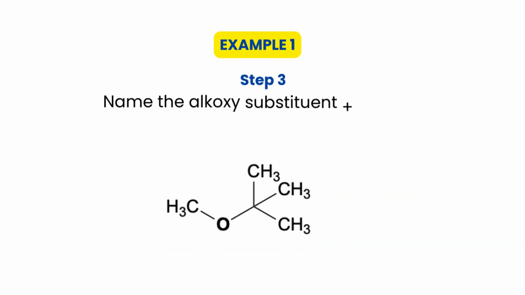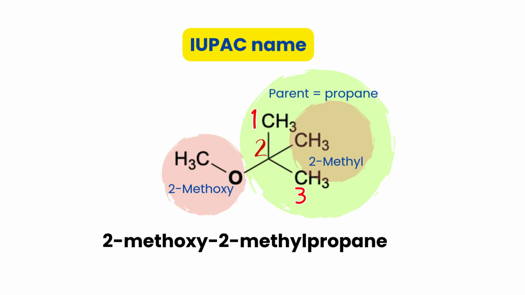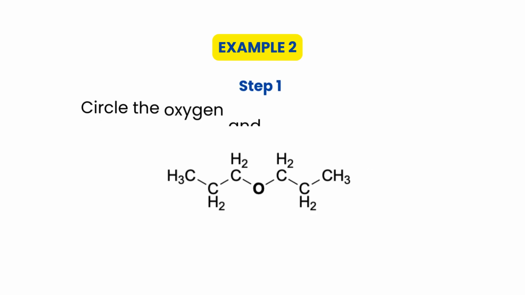Now step 3. Name the alkoxy substituent and number everything. Our parent is propane, so we number that chain 1, 2, 3. The oxygen is attached at carbon 2, so the alkoxy group is 2-methoxy. There's also a methyl group on that same carbon, so that's 2-methyl. Putting it all together, the name is 2-methoxy-2-methylpropane. Let's look at another example.